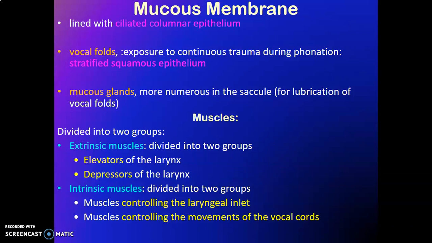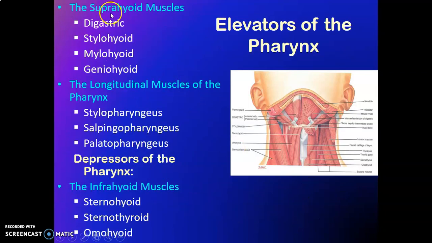So the elevators of the pharynx. Which are these elevators of the pharynx? We have suprahyoid muscles, muscles above the hyoid. So you have the digastric muscle, this is the digastric muscle. You have stylohyoid from the styloid process to the hyoid bone. Okay, this is the hyoid bone. So digastric is from the mandible, but it is usually held onto the hyoid bone there by an intermediate tendon.